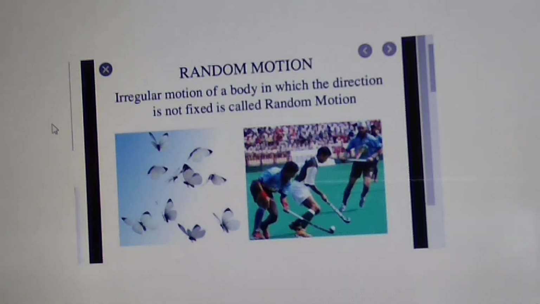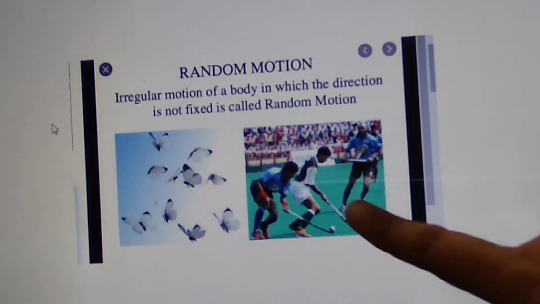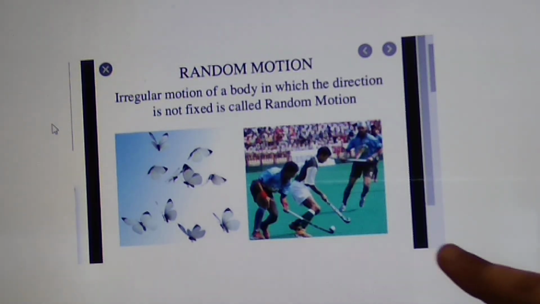Now this is the last type of motion, where we were saying that random motion has an irregular motion, which is an irregular motion of a body, where there is no fixed direction of the motion, and no fixed time interval of the motion. Alright, so here some people are playing hockey, whereas some butterfly is flying, so they don't follow any kind of rhythm or any kind of direction while moving or flying. That is the reason it is a random type of motion.